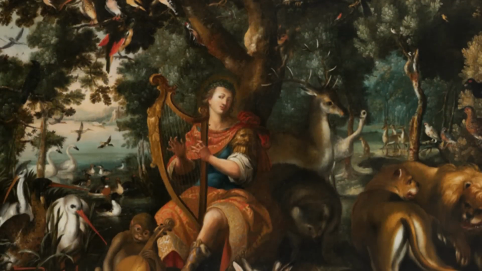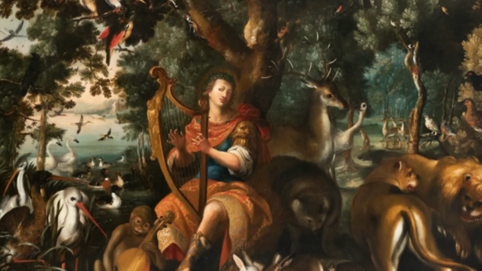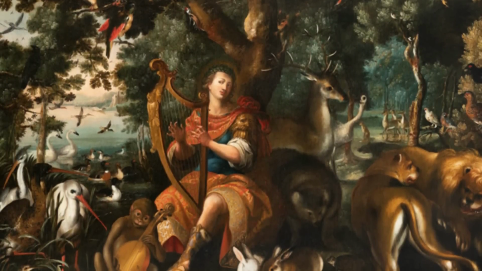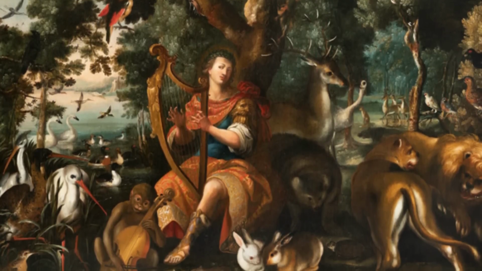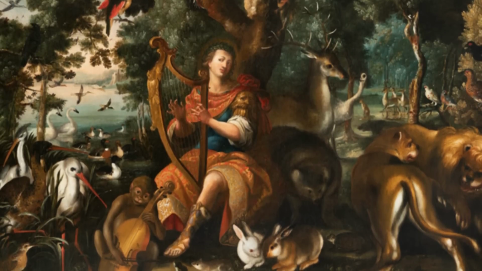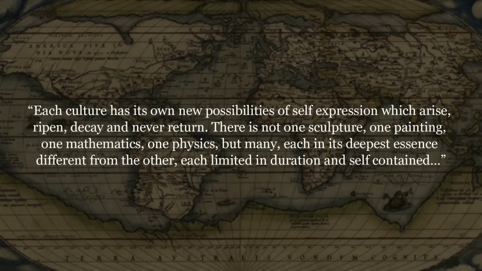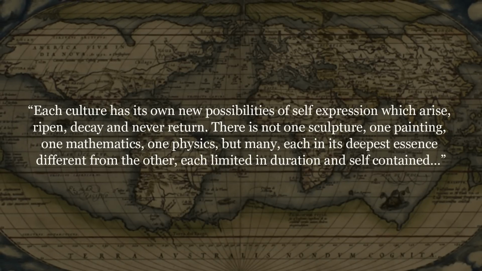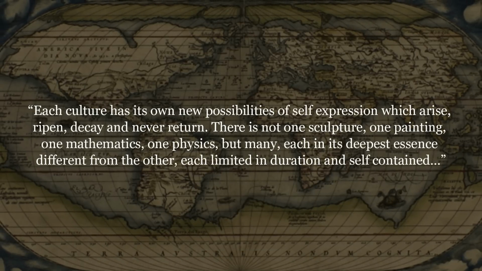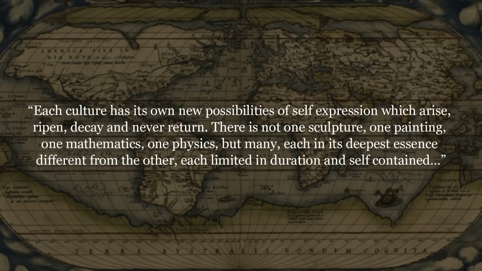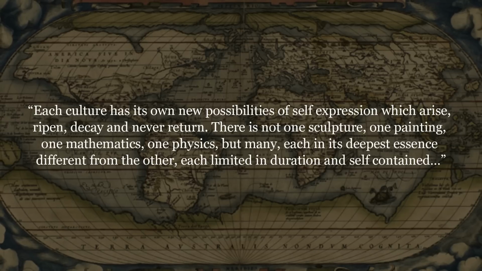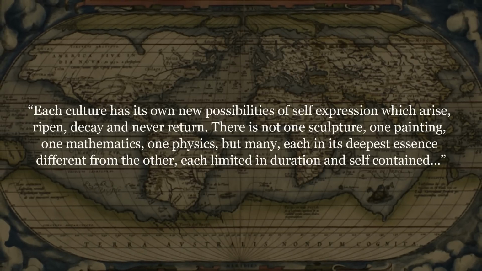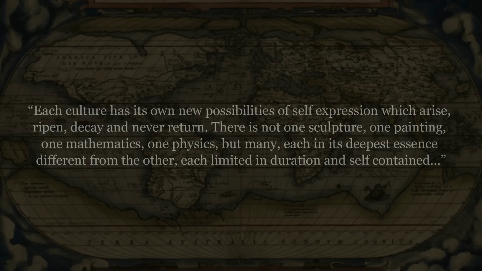Spengler's model of history, in contrast, does not privilege any particular culture with having ultimate truth or as inherently better than any others. Each culture is its own organism, with its own ideas, passions, life, will, feeling, and its own death. He writes in Decline of the West, "Each culture has its own new possibilities of self-expression which arise, ripen, decay, and never return. There is not one sculpture, one painting, one mathematics, one physics, but many, each in its deepest essence different from the other, each limited in duration and self-contained."